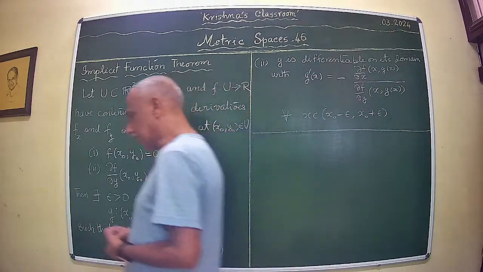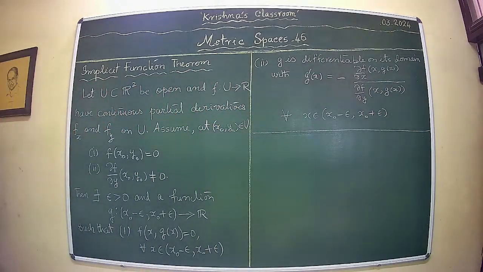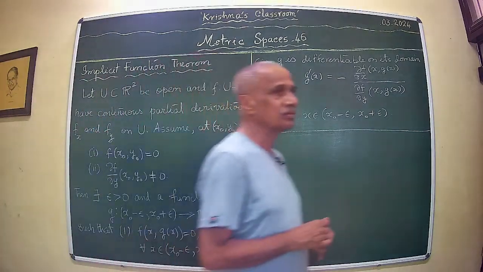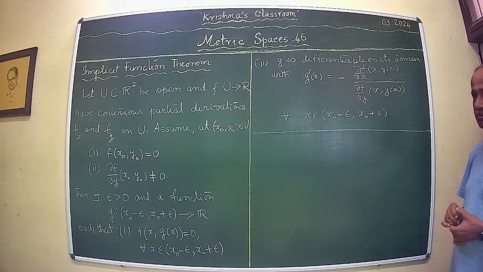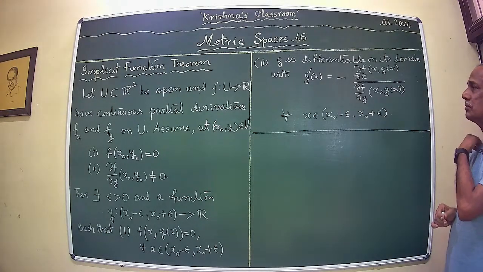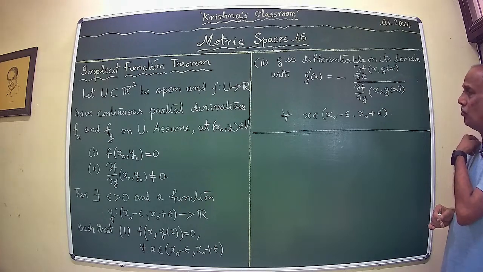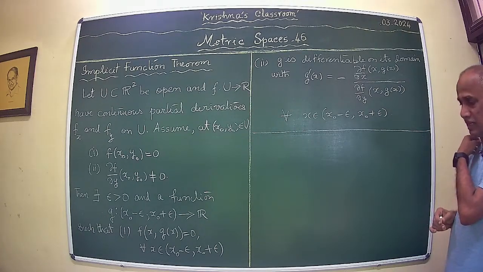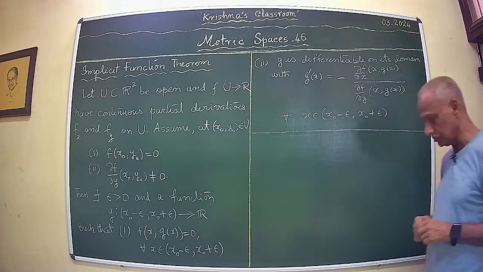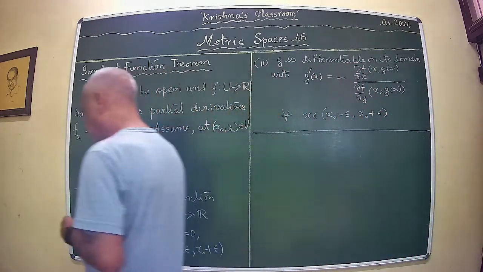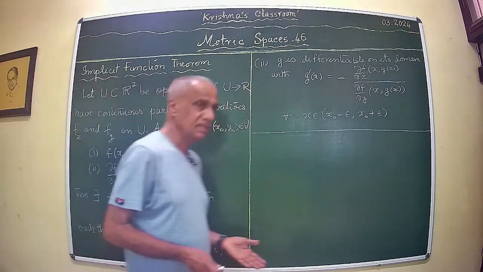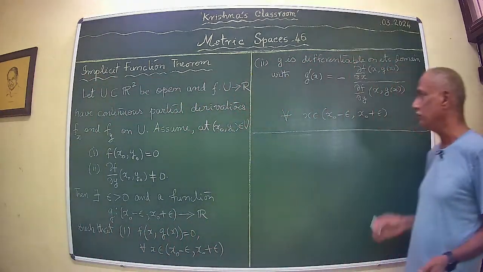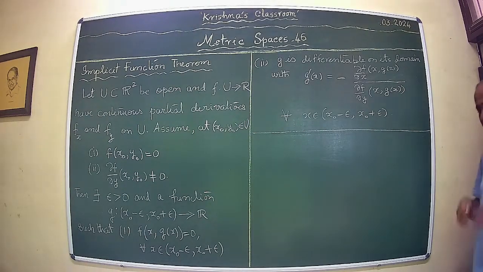In the last lecture, we gave some preliminaries on the implicit function theorem. In fact, we motivated it from examples and gave an idea what it means geometrically. Now we are in a position to give the formal statement of the theorem and then the proof of it.